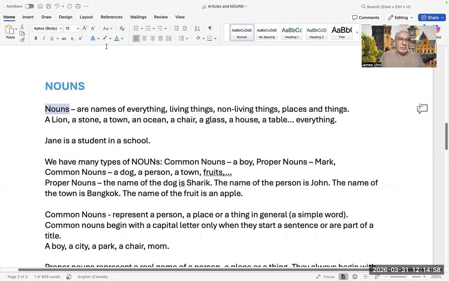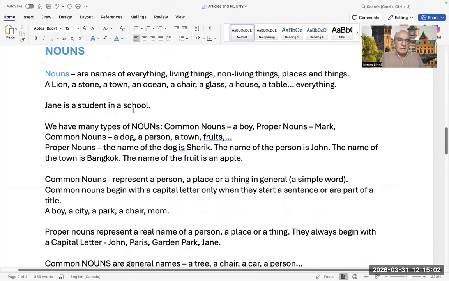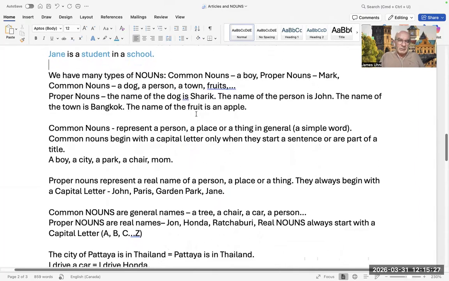So let's make it this way. Jane is a student in a school. Here we have Jane, which is a noun. A student is a noun. And school is a noun. It means we can have multiple nouns in one sentence. Now, we have many types of nouns.